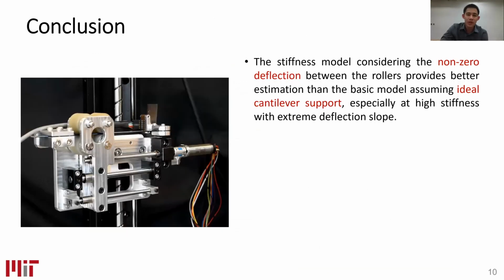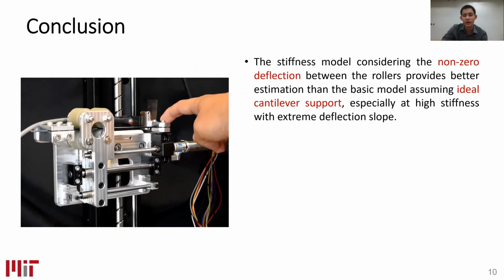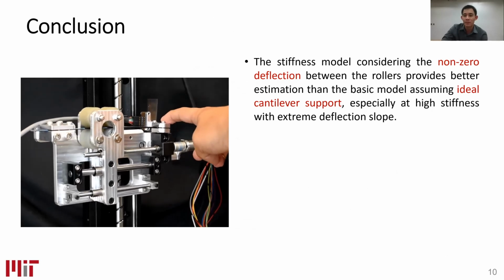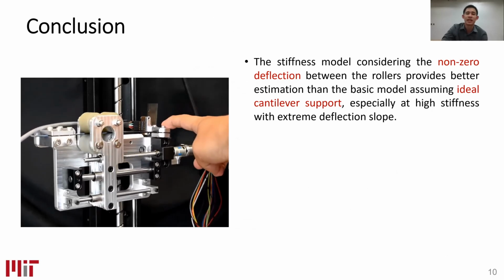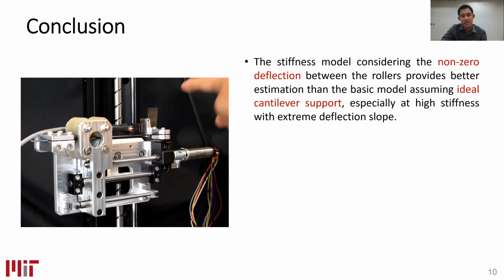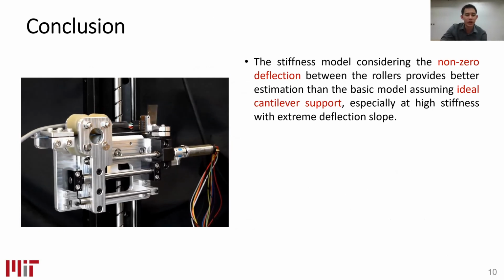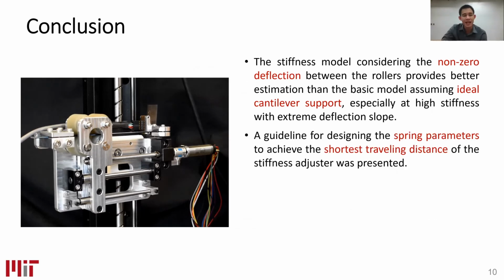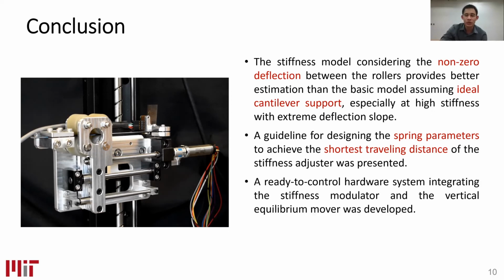And to sum up, we propose the stiffness model considering the non-zero slope between the roller support positions, and it can provide better estimation than the basic model assuming ideal cantilever support. And we have the guideline for the selection of the spring thickness so that we can have the shortest traveling distance of the stiffness adjuster, which means we can have fast stiffness modulation and a compact actuator. And we have a ready-to-control hardware system.